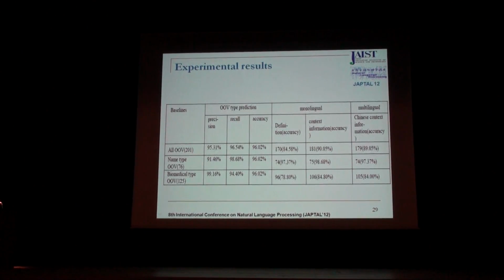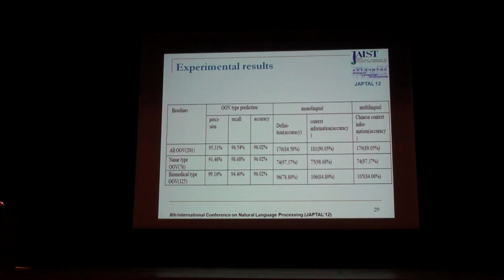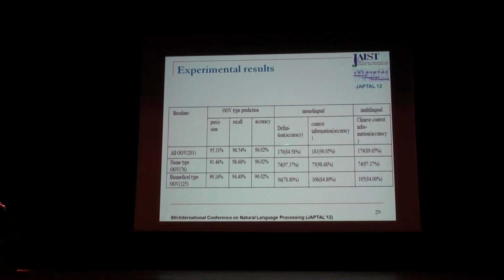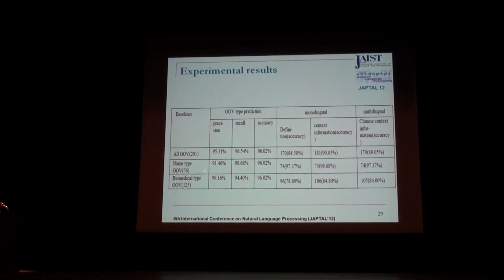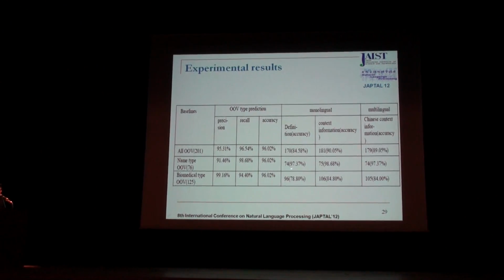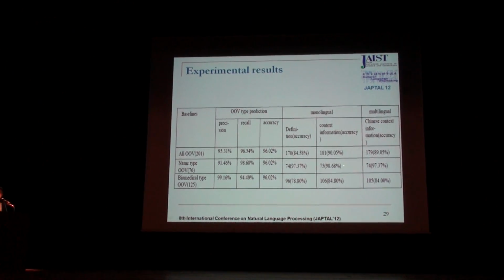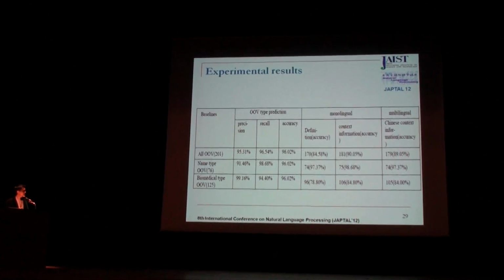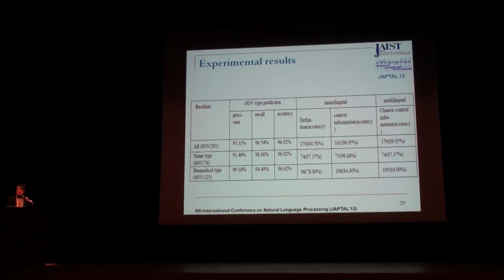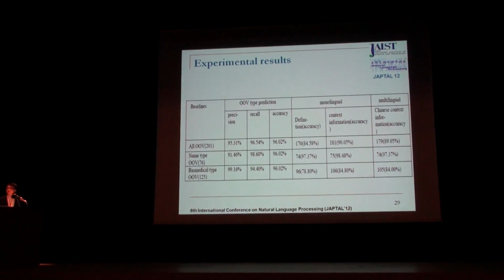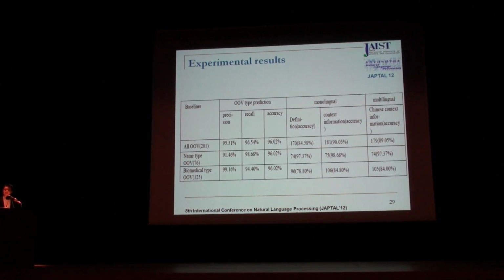So this page shows the experimental results for the context information extraction and the definition extraction. As we can see, the name type has gained very high results compared to the biomedical type, due to the fact that some of the biomedical terms have very low recall from the web search.